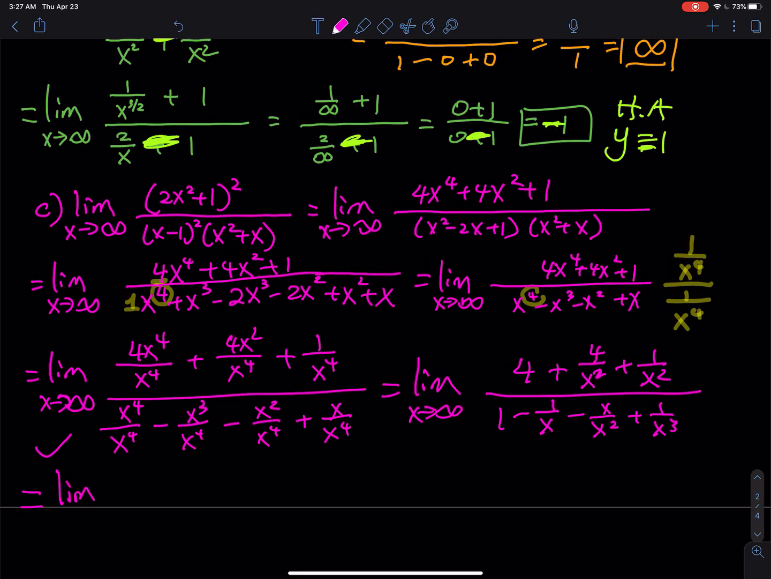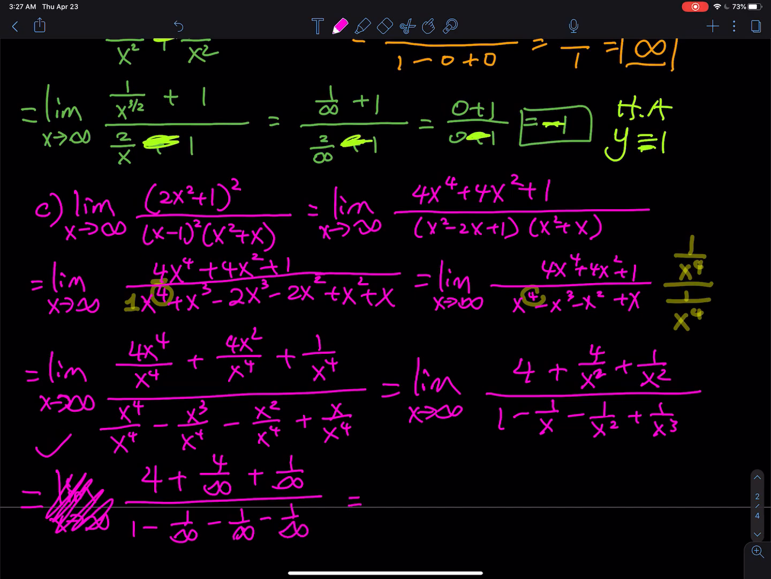So we have the limit as x approaches infinity. Do we still need that? No, let's take that away. So when you plug in infinity, we have 4 plus 4 divided by infinity, 1 divided by infinity, 1 minus 1 over infinity. Did I simplify all the way? Yep. So this is supposed to be a 1 then. So this is 1 over infinity minus 1 over infinity. So all the fractions become 0. Then you have 4 divided by 1 equals 4.